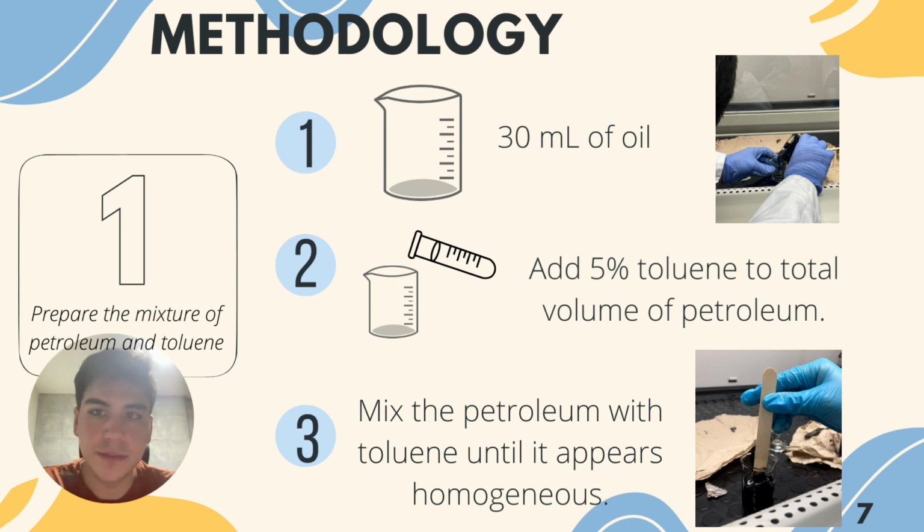In the methodology, first we prepare the mixture of crude oil and toluene. In this step, we used 30 milliliters of oil and added 5% toluene to the total volume of petroleum, which were later mixed until the mixture appeared homogeneous.